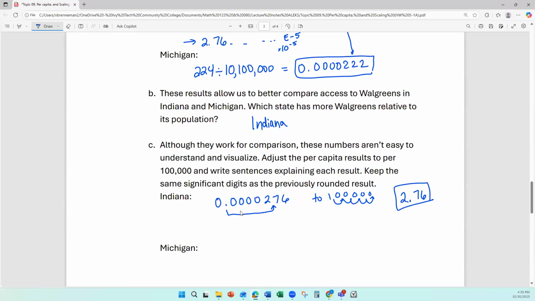For Michigan, moving that decimal point 5 places, multiplying by 100,000, however you want to think of that, it's going to be 2.22. And Alex, when you have a question like this, the first step asks you to round to 6 decimal places, 7 decimal places, whatever it is. Then the next step asks you for the per 100,000, per 1,000, per million, whatever it is. It doesn't give you any additional rounding instructions. Then you're just going to keep the digits. You're not going to do any more rounding or less rounding. You're just going to keep the same non-zero digits as you had in your previous answer.